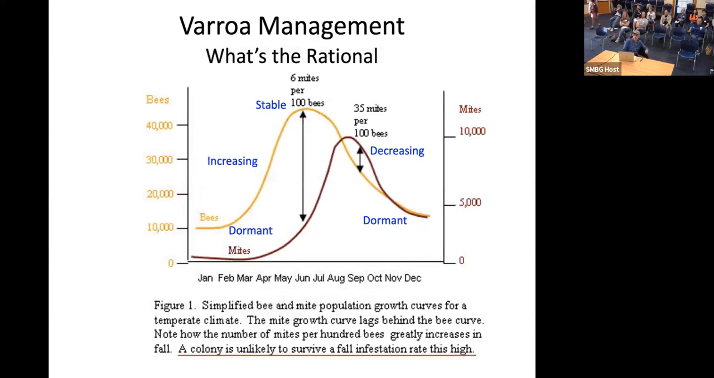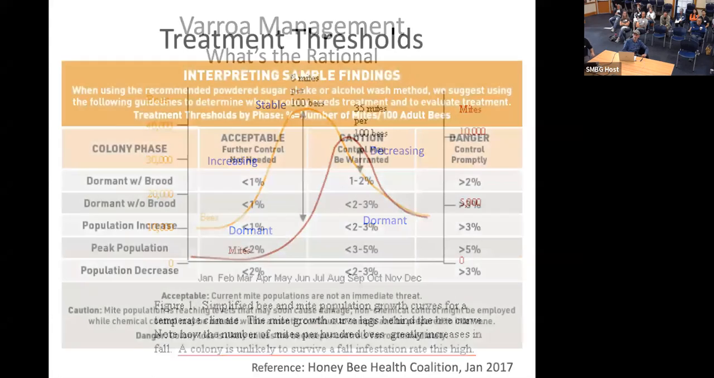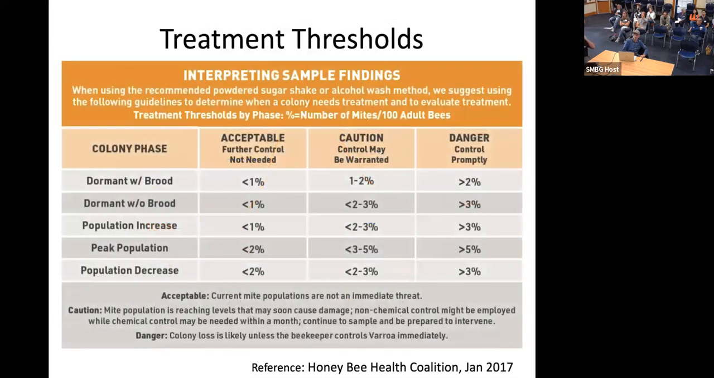And so here's a normal bee Varroa idealized graph. In yellow is bee population. In red is Varroa population. Over the course of the year, this is at the peak is probably around July or August, and when the queen slows down laying, you've got all of that capped brood, the Varroa keep coming out of the cells, and if you get too much infestation, you're kind of doomed, or the colony is.